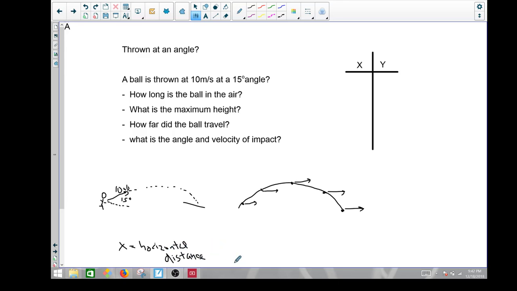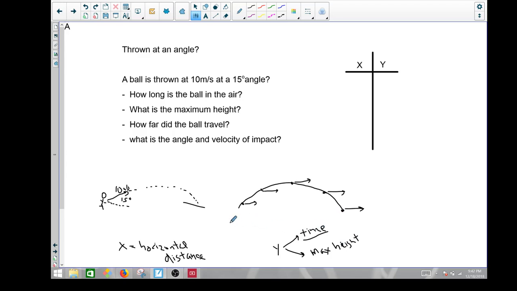Now, the y component controls two things. One, time in the air. That's very important, and it's one of the very first things I want to solve for. It also controls the max height, or the height in general. If you want max height, then that's what I've got to do. So that's that.